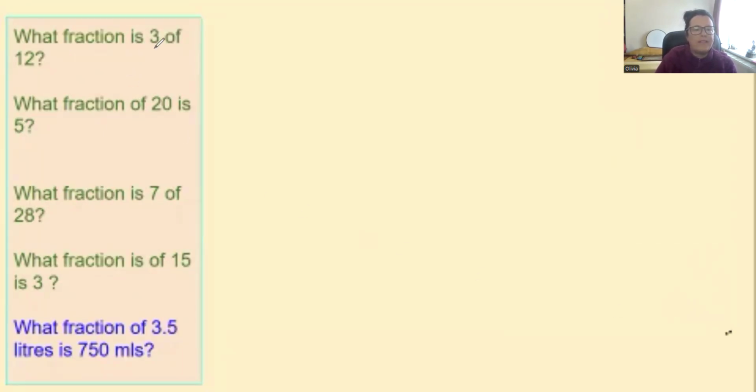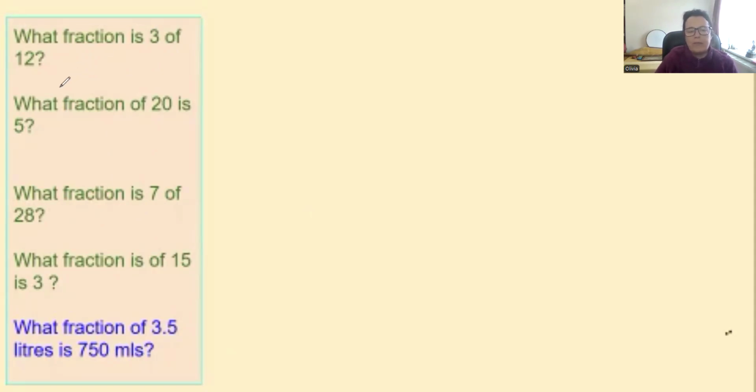What fraction is 3 of 12? And these are quite easy questions. The problem is how they are worded. If you are not used to that type of wording, this is where children often make the mistake of thinking they can't do it. But let's look at the question. What fraction is 3 of 12?